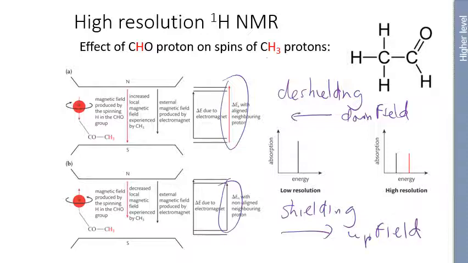And this is why you see this splitting. So in low resolution, you just see one signal, and then in the high resolution, you end up with two signals, 1 and 2. One is the de-shielded protons, and one is when the protons are shielded, depending on the spin of the adjacent proton on the aldehyde group.